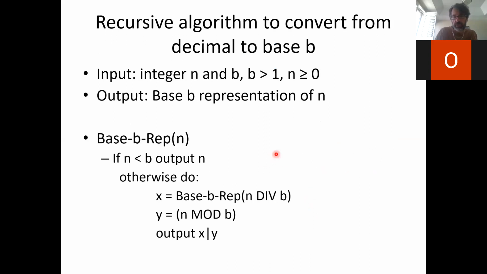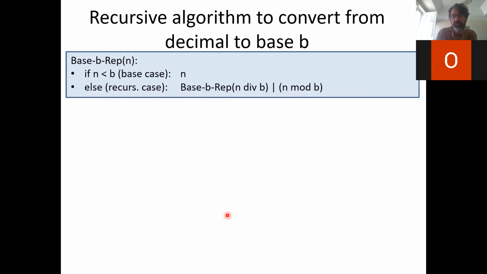So why does this work? Okay, so here it is, the algorithm again. The base case is like this, and otherwise we just do the recursive call on n div b, and spit out the last digit as n mod b. Okay, so here it is in a nutshell, right? As usual with recursive procedures, very small and powerful.